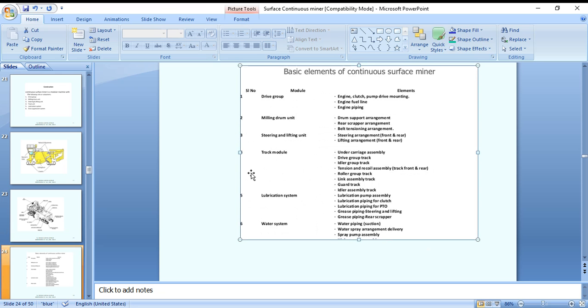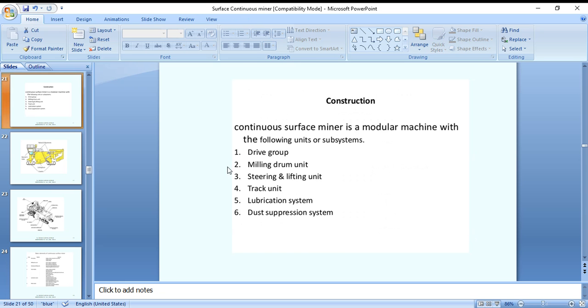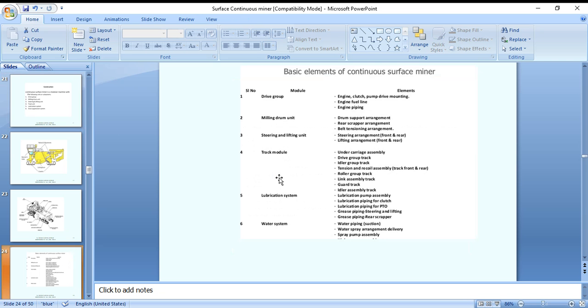So the basic elements of the continuous surface miner are already given in the driving group. What are the parts in the driving group? Engine, clutch, pump drive, mounted engine, fuel oil, engine pumping. These are all the driving group.